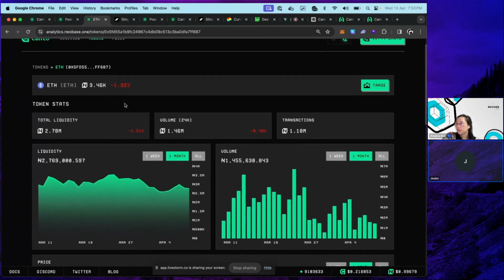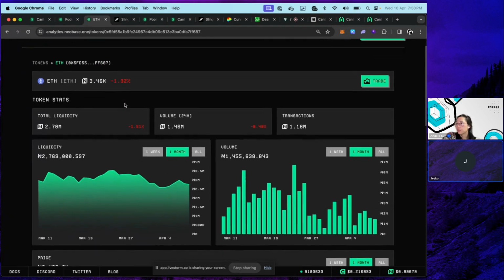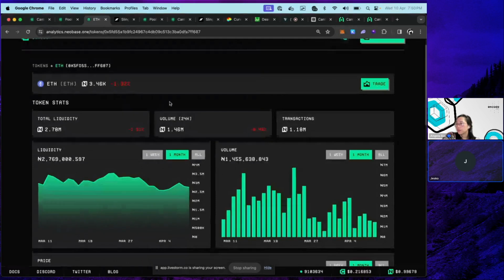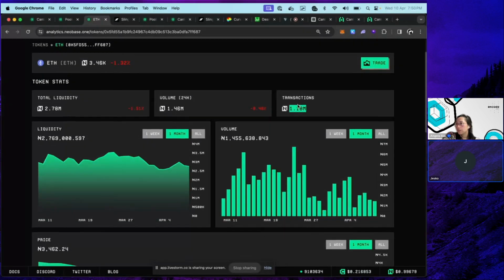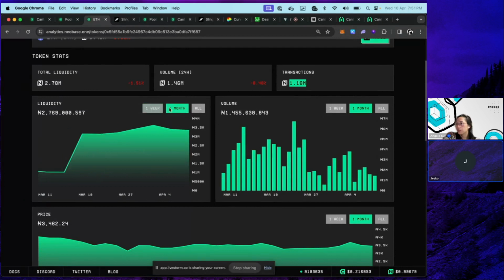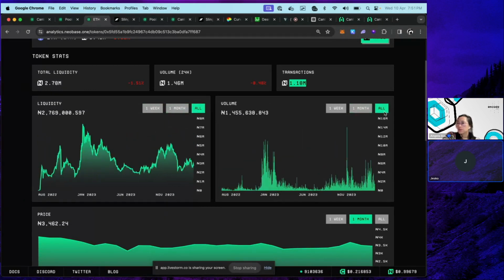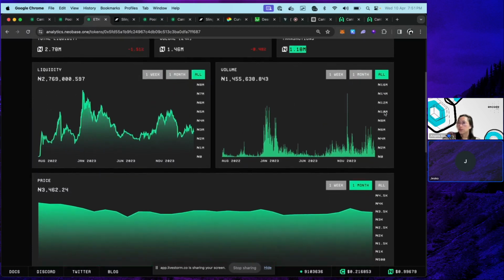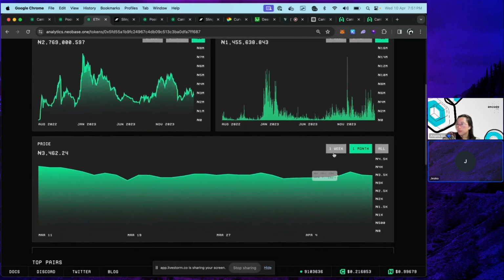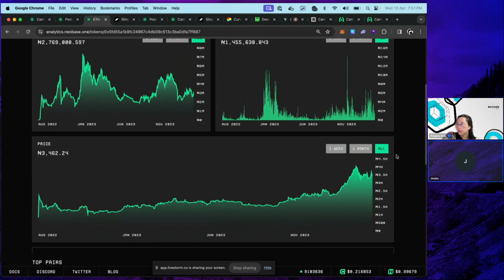We can see total liquidity. Total liquidity means how much is locked across all the different pairs, its volume, the number of transactions, and the liquidity change over a week, month, or since the inception. Similarly, the total volume since the inception of Canto. And then here we can track the price of the token with respect to Note, right?